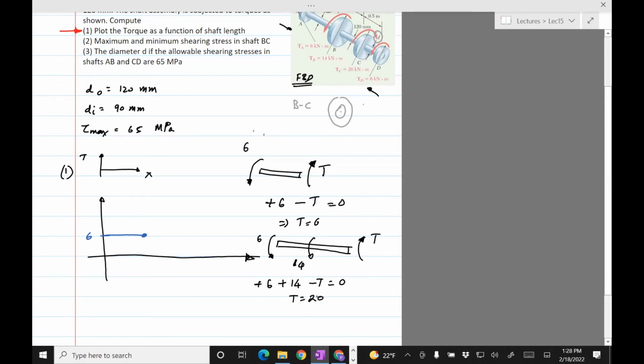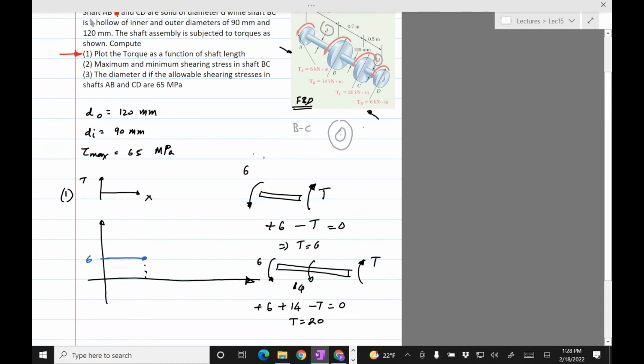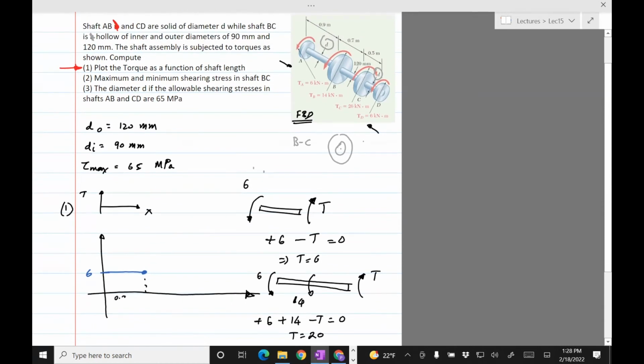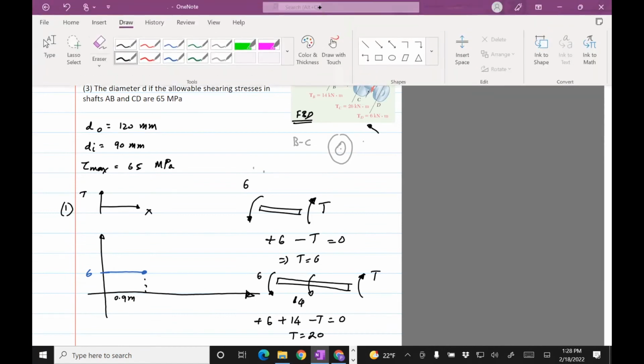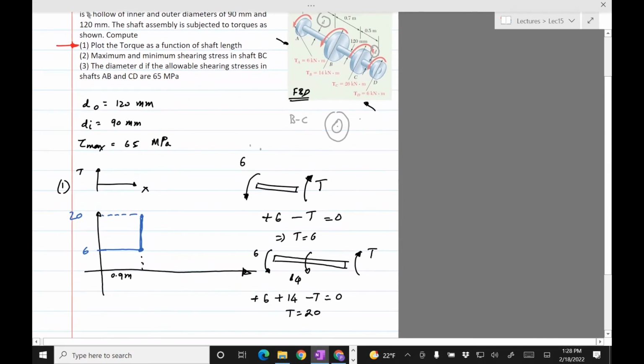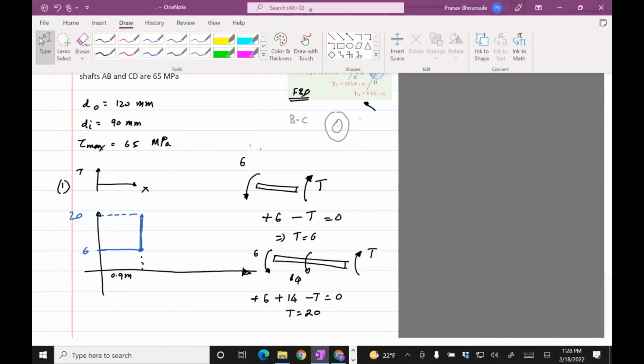20. So the torque now increases between B and C. So B to C is 0.9 meters. So then the torque has increased, should be somewhere there, 20. Okay, then between C and D, we have to make a cut and then do the same thing.